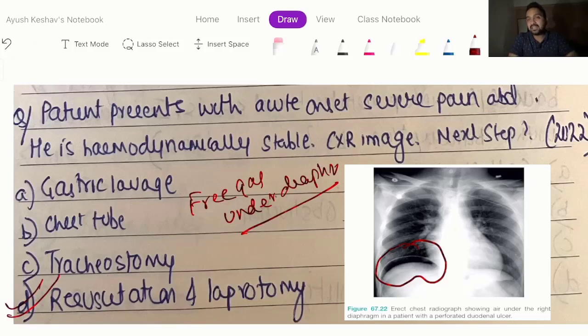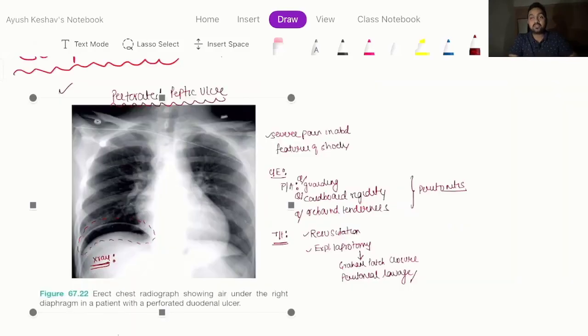So let's take a look at some of the important points with respect to free gas under the diaphragm. It usually presents in a perforated peptic ulcer. They will have classical severe pain in abdomen and may present with features of shock. On abdominal examination, you would find features of peritonitis in the form of cardboard rigidity, rebound tenderness and guarding. Your treatment would include resuscitation, and exploratory laparotomy where you would go for a Graham patch closure and a peritoneal lavage. So these are a few important points with respect to free gas under the diaphragm.